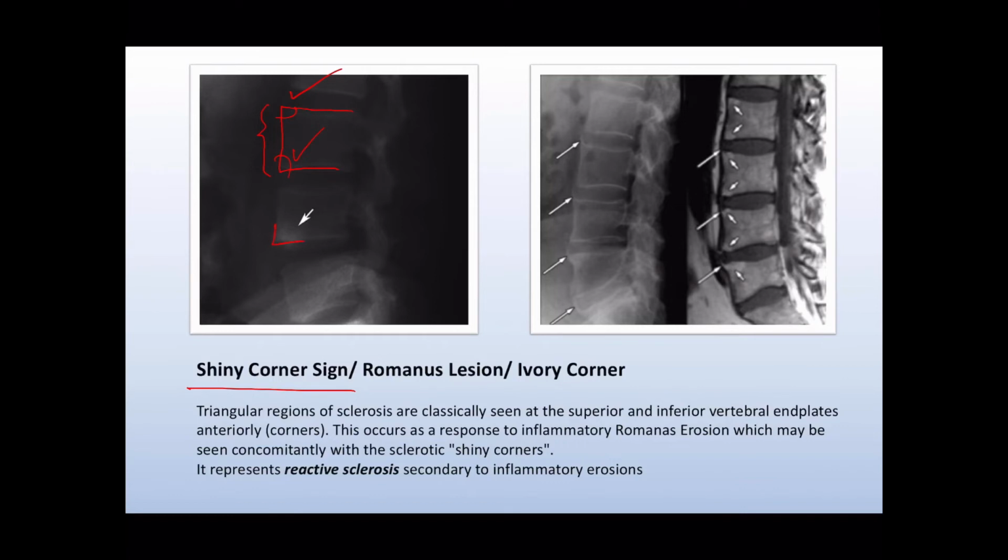Look at this area. This is the area of shiny corner sign. You can see it clearly here. Look at here. This is called the shiny corner sign or the ivory corner. It is also visible in MRI.